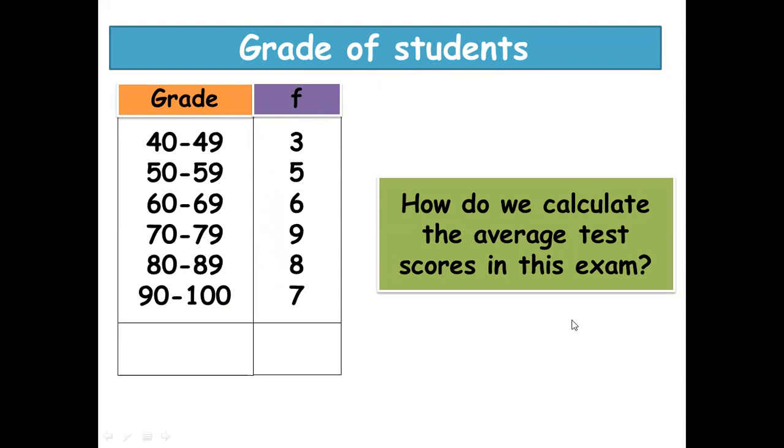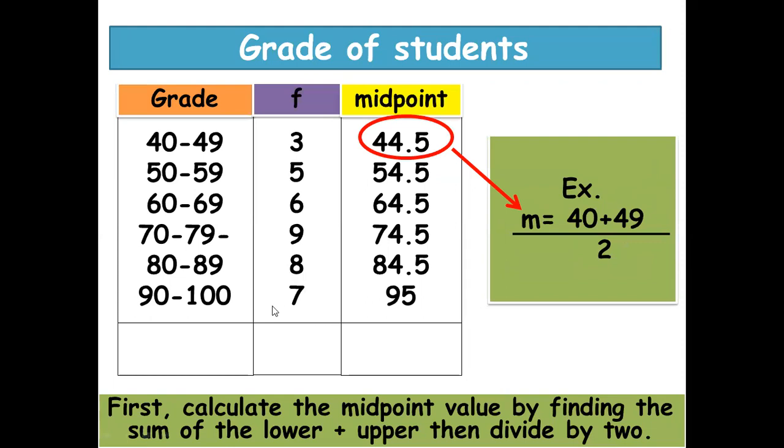Now, how do we calculate the average test scores in this exam? First, we need to find the midpoint. How do we find the midpoint? We add the lowest number within the interval and the highest number within the interval, so 40 plus 49, you can see it right here. We divide it by 2, and we get 44.5.